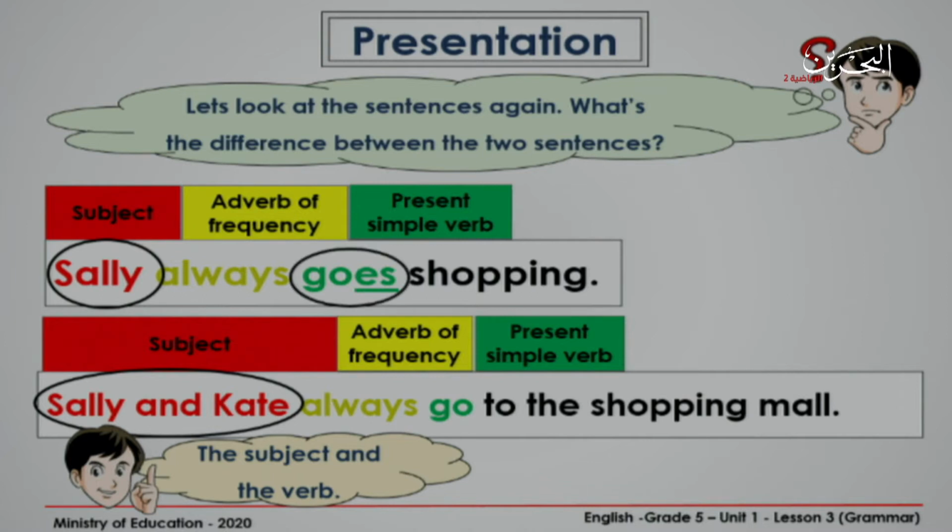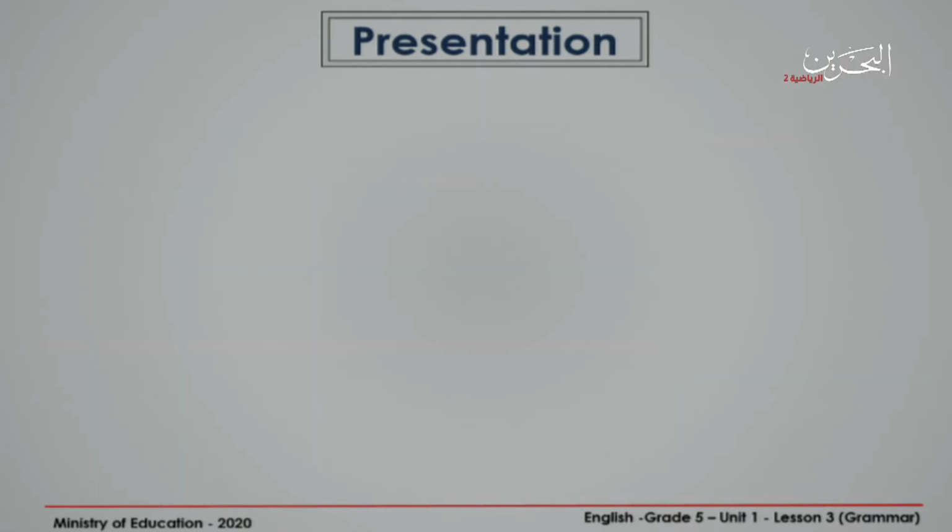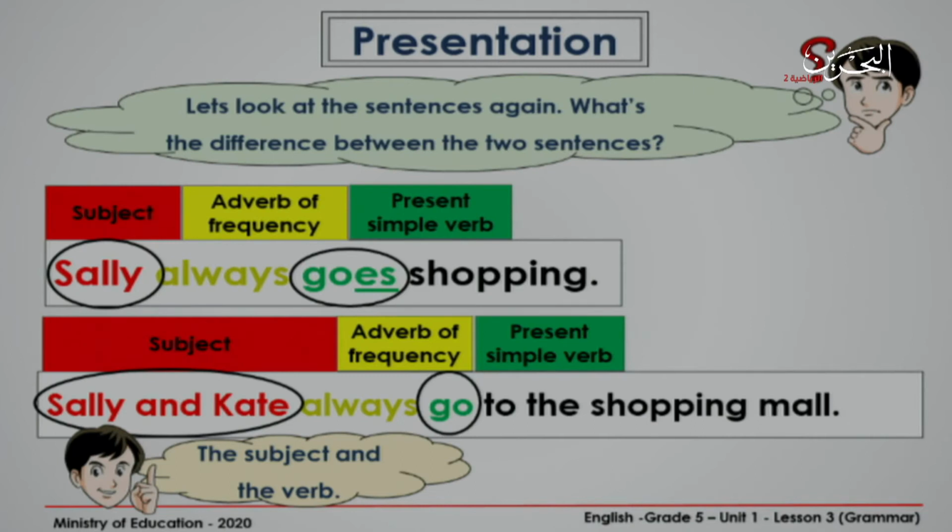In the first sentence, we added an s to the end of the verb. But in the other sentence, we didn't add anything to the verb. So, if you have only 1 person, or you have he, she, and it, you have to add s to the end of the verb. Or if you have two persons, or you have I, we, they, and you, you shouldn't add anything to the verb. It stays the same.